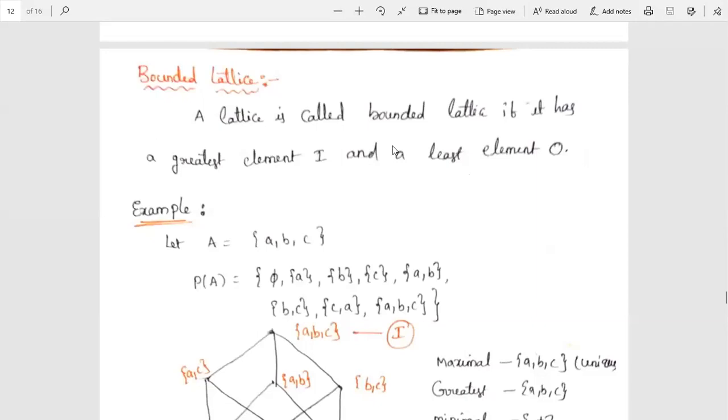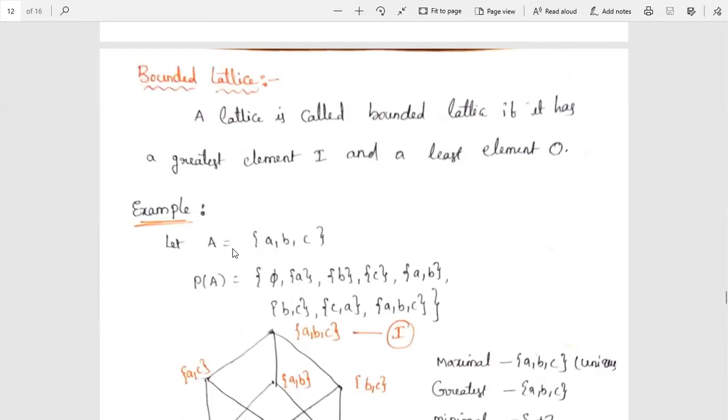So when we say the given lattice is a bounded lattice or not, in a bounded lattice the given lattice L has a greatest element and a least element. If the given lattice has a greatest element and a least element, then that lattice is called a bounded lattice. Here the greatest element is represented by I and the least element is represented by 0. Okay, so let us consider an example.